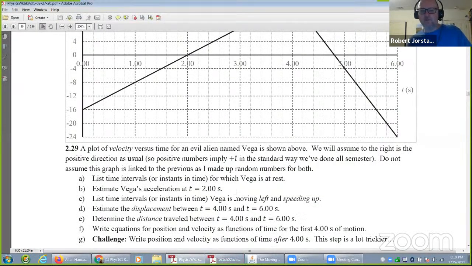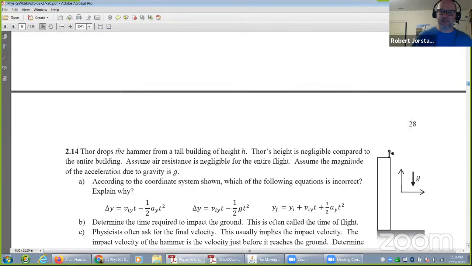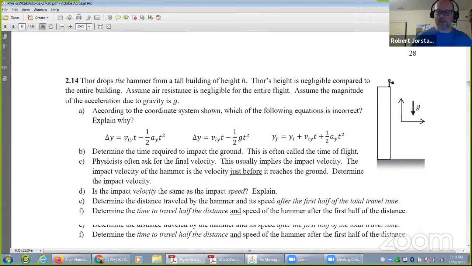Let's talk about one last thing here. We've kind of been working our way backwards. We talked about calculus. We talked about graphs, and there's all your graphs. So here are some examples of some word problems. You can see that's the last piece.